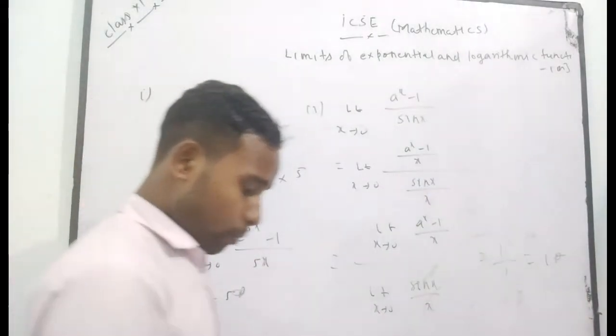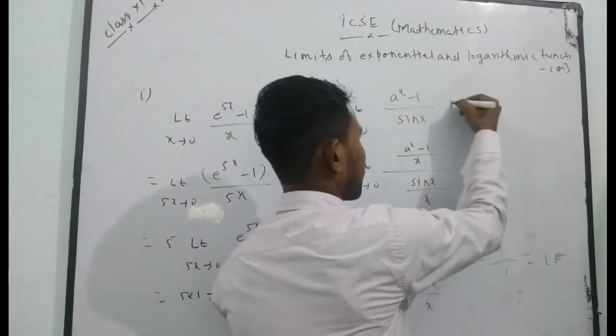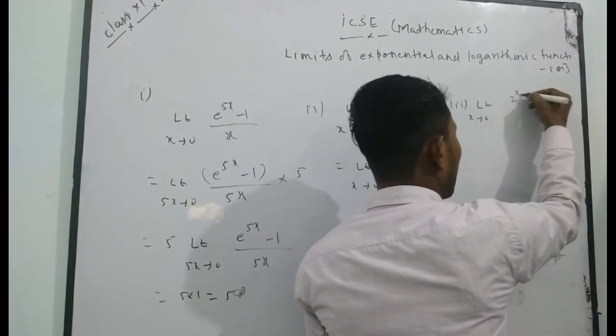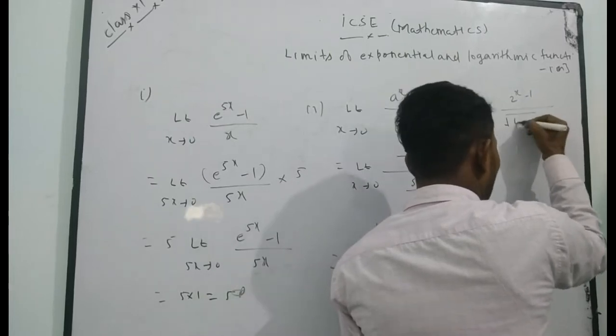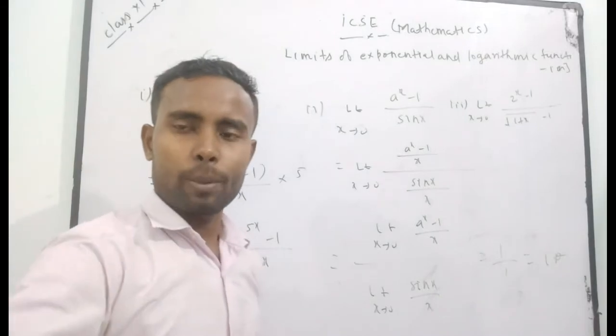Again take the next problem for you. Third, see here. The limit as x tends to 0 of (2 to the power x minus 1) divided by (under root 1 plus x minus 1). How can you solve it?